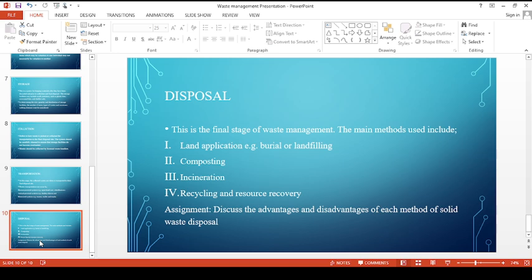Now, as we wrap up this class, we have an assignment that you have to carry out. You are required to discuss the advantages and disadvantages of each method of solid waste disposal discussed above.